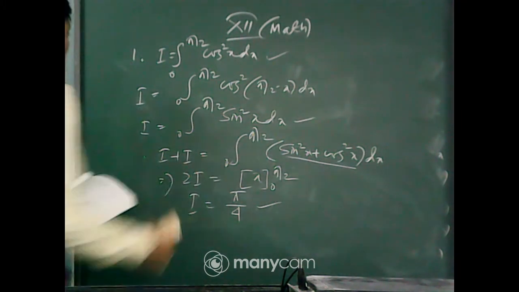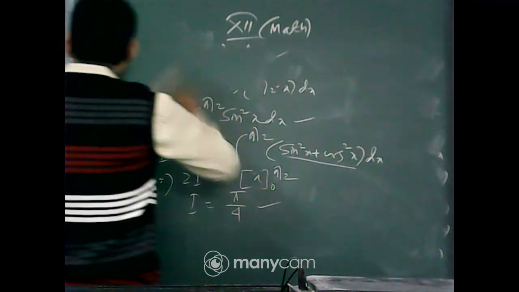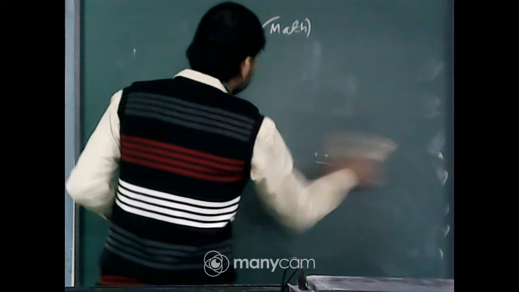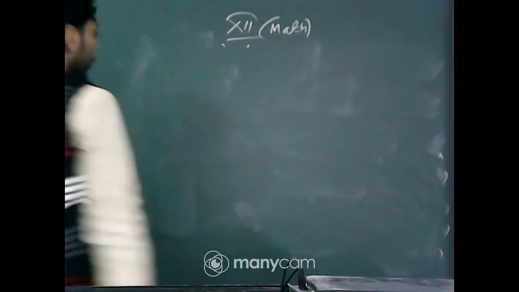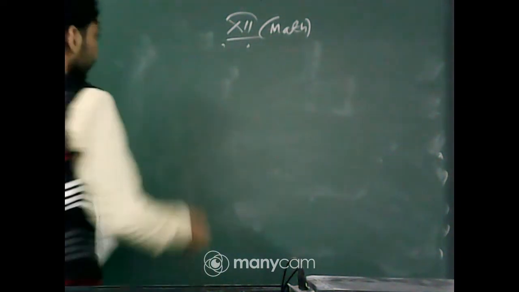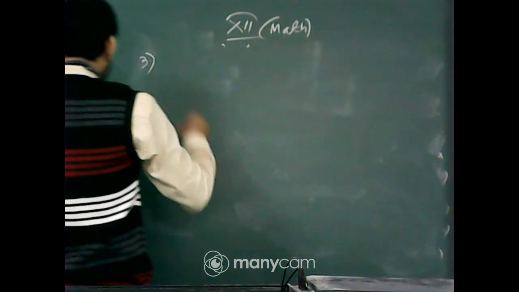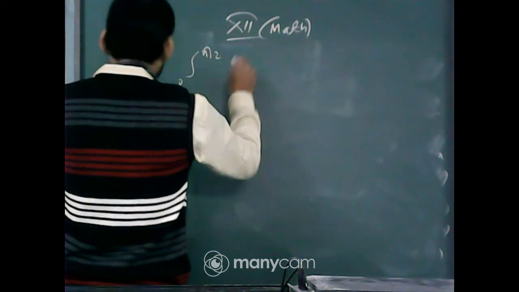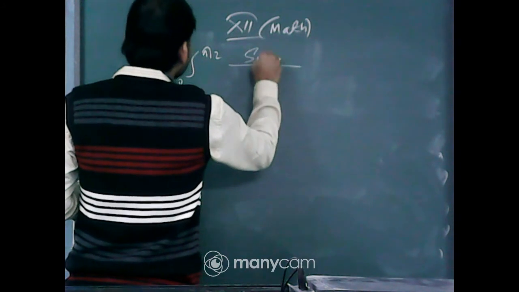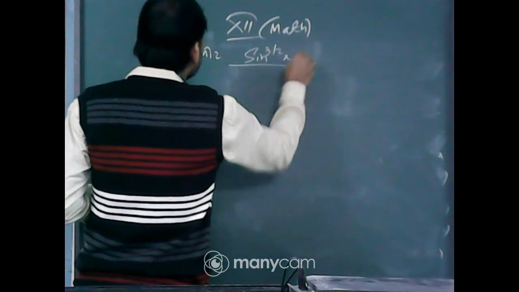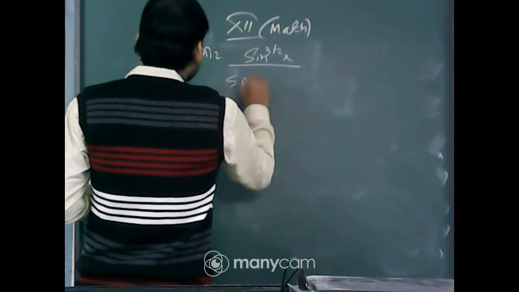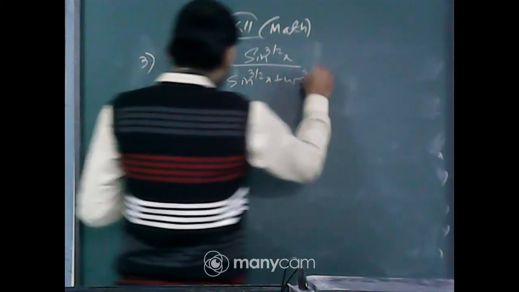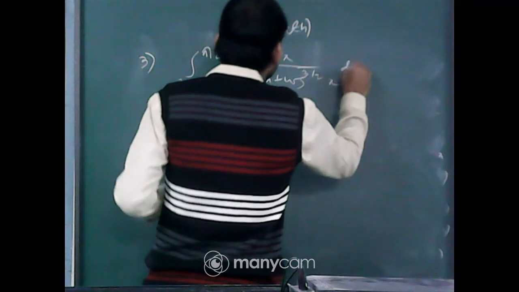Next, move on to question number 3. 2 is left for you. Move on to question number 3. Integration 0 to pi by 2, sin to the power 3 by 2 x by sin to the power 3 by 2 x plus cos to the power 3 by 2 x dx.